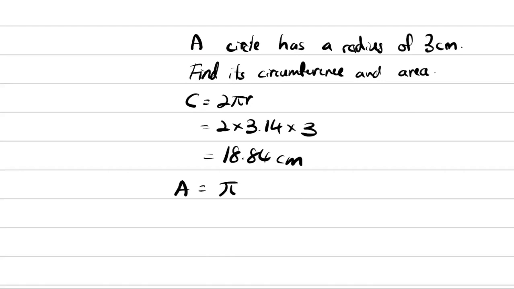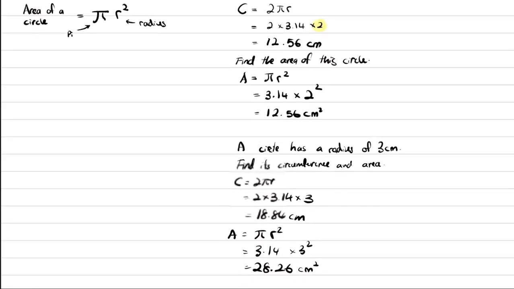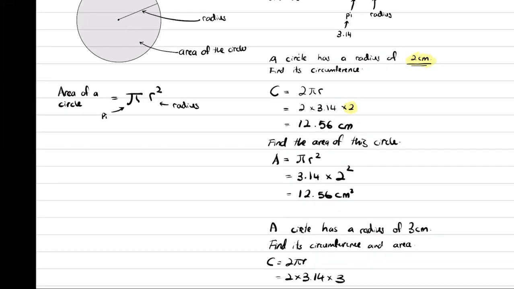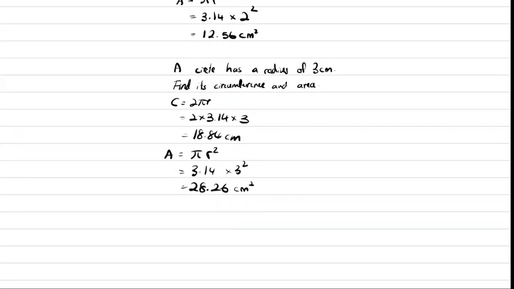We will not get the same answer because now it is 3 squared. 28.26. So as you can see, the previous question is just a mere coincidence that they have the same answer for both its area and circumference because the radius is 2. If a circle has a bigger radius, then you have a bigger area as well as a larger circumference.